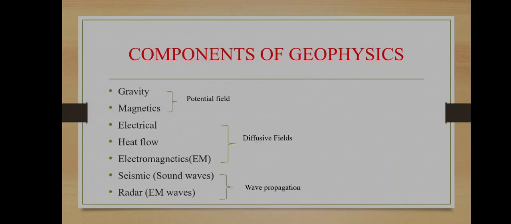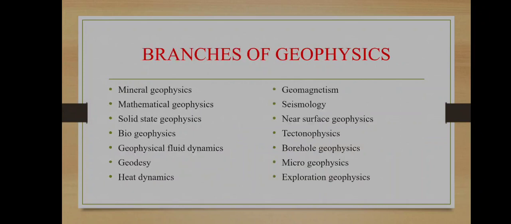The components of geophysics are of three types: potential field, diffusive field, and wave propagation. The potential field has gravity and magnetics, the diffusive field has electrical, heat flow, and electromagnetics, and wave propagation has seismic and radar.